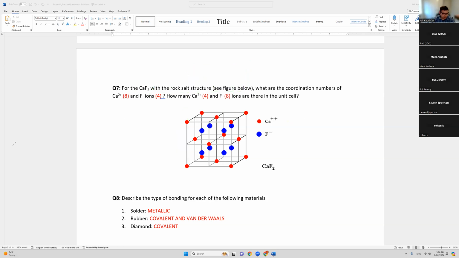Let me clear these. And the coordination number of fluorine ions is, if you look at this part of the unit cell here, this green cube, okay? So this atom is at the center of this region of the unit cell, and it's in contact with these 4 atoms.